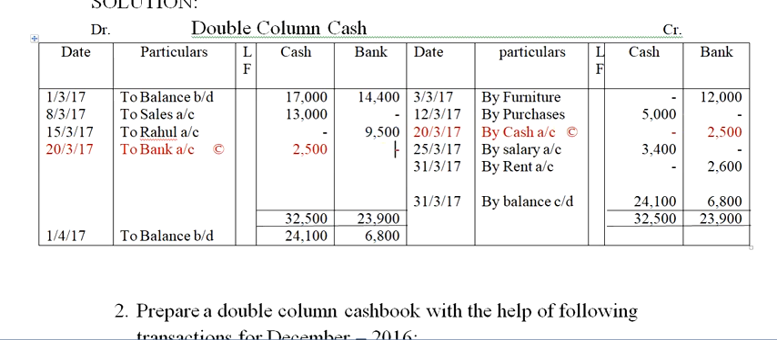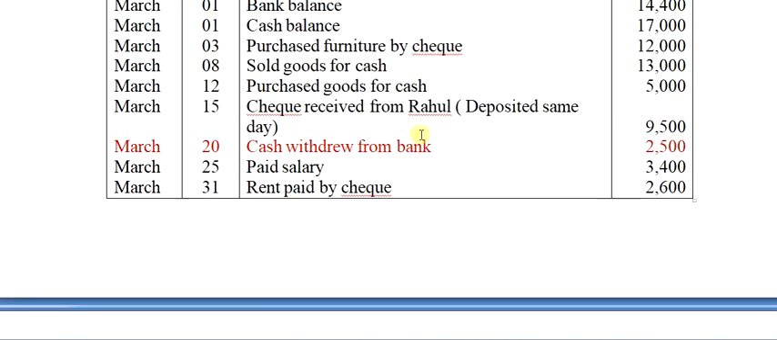And moving on to the next thing. March 20th, cash withdrawn from bank for office use. We need to consider it as office use. How much is the amount here? 2,500. When cash has been withdrawn from the bank for office use, what balance reduces automatically here? Bank balance reduces, cash balance increases.